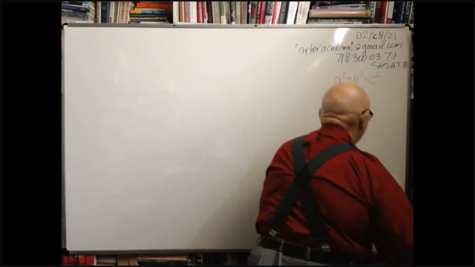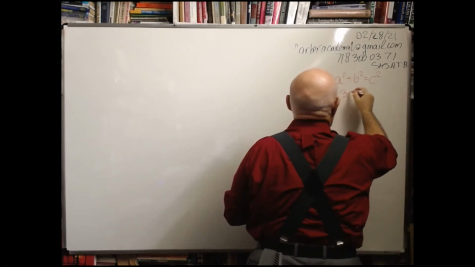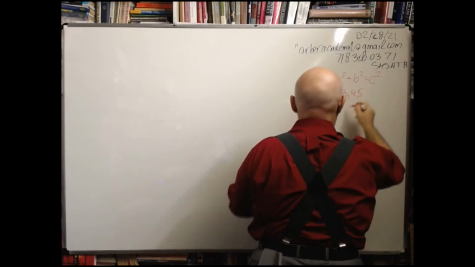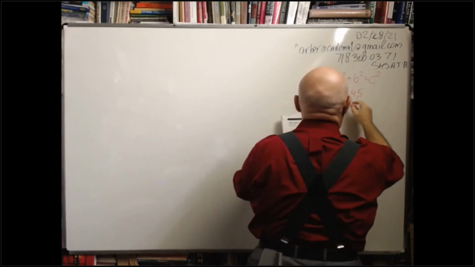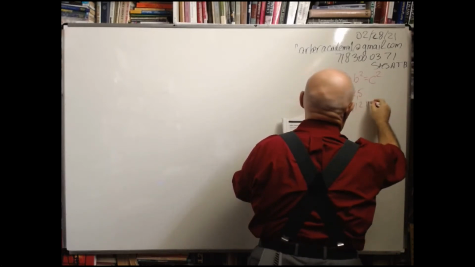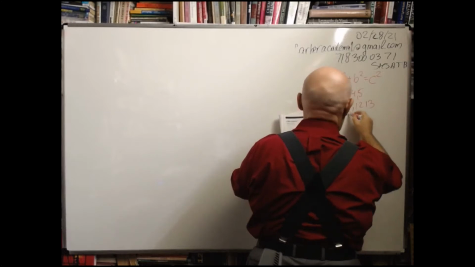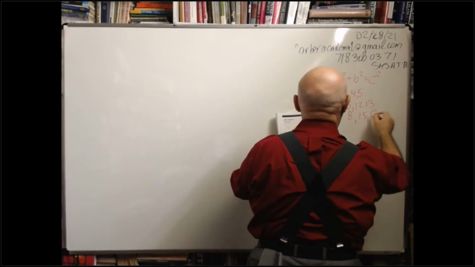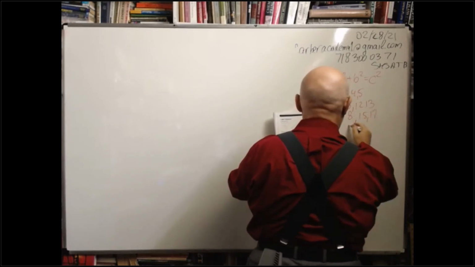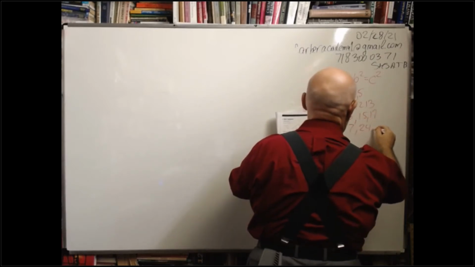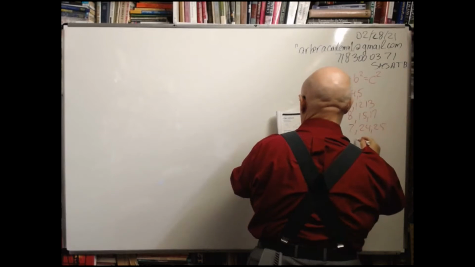Next, a few Pythagorean triples. 3, 4, 5. 5, 12, 13. 8, 15, 17. 7, 24, 25. We don't need all of them too much, but I just wrote some examples.